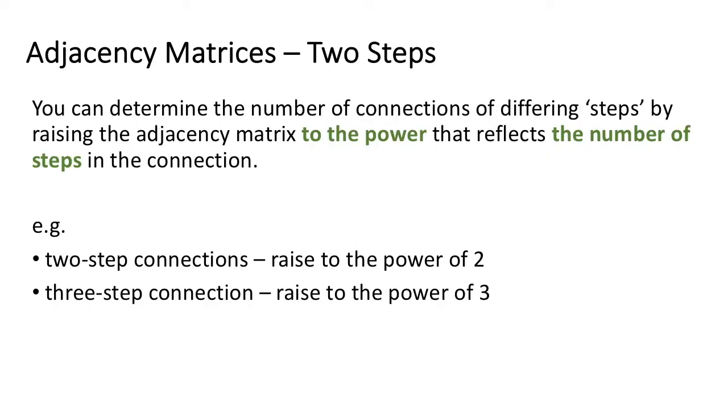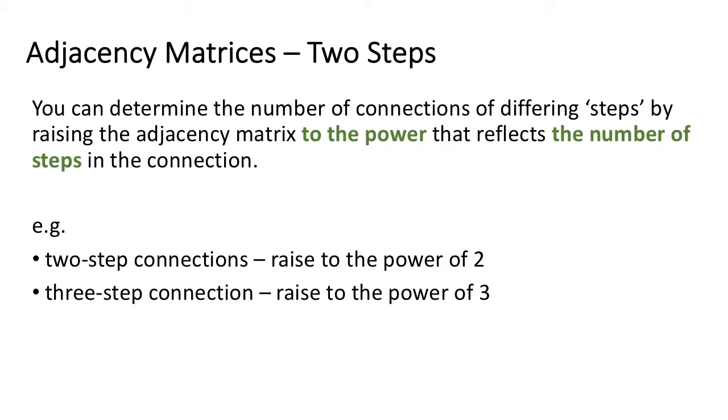So this video is going to have a look at adjacency matrices and how we can use them to determine the number of connections available if we're going to be traveling indirectly through another object within the network. This is known as two steps, but it might be more than two steps. It might be 3 steps or 4 steps, depending on how many other locations or objects we are going to be going through to get to our destination.